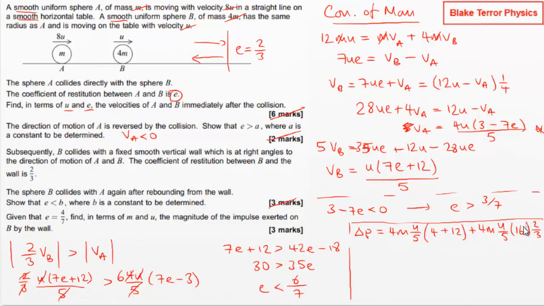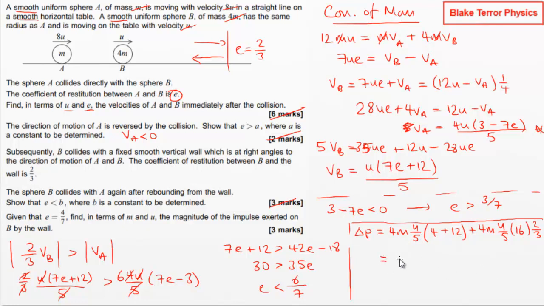So the reason I've added that on and multiplied by 2/3 is we know that the velocity of B after the collision is in the negative direction and multiplied by the coefficient of restitution. So when we do the difference between the two momentums, then we're going to be taking away a negative, which makes it a positive. So that is our change in momentum. That is our impulse.